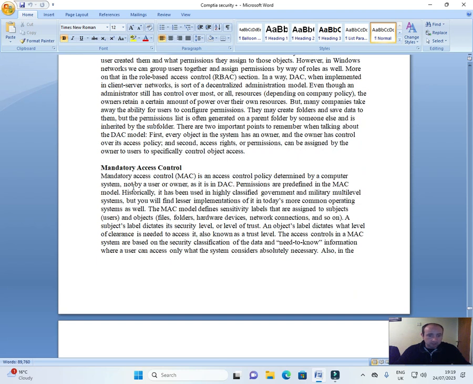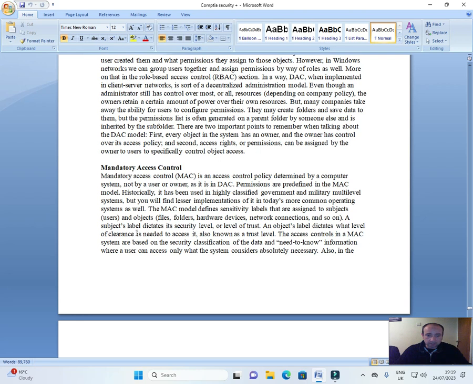Mandatory access control. Mandatory access control, MAC, is an access control policy determined by a computer system, not by a user or owner as in a DAC. Permissions are predefined in the MAC model. Historically, it has been used in highly classified government and military multi-level systems, but you will find lesser implementations of it in today's more common operating systems as well. The MAC model defines sensitive labels that are assigned to objects, users and objects, files and folders, hardware devices, network connections, and so on.